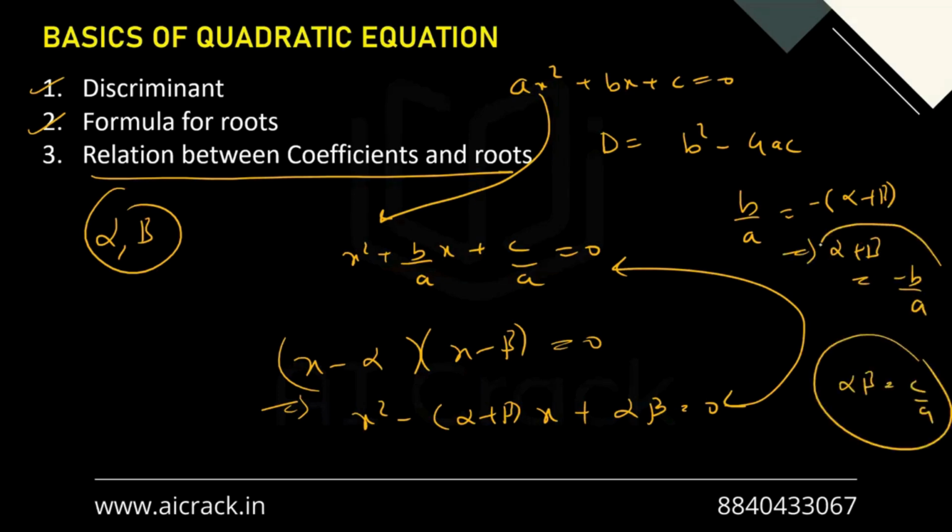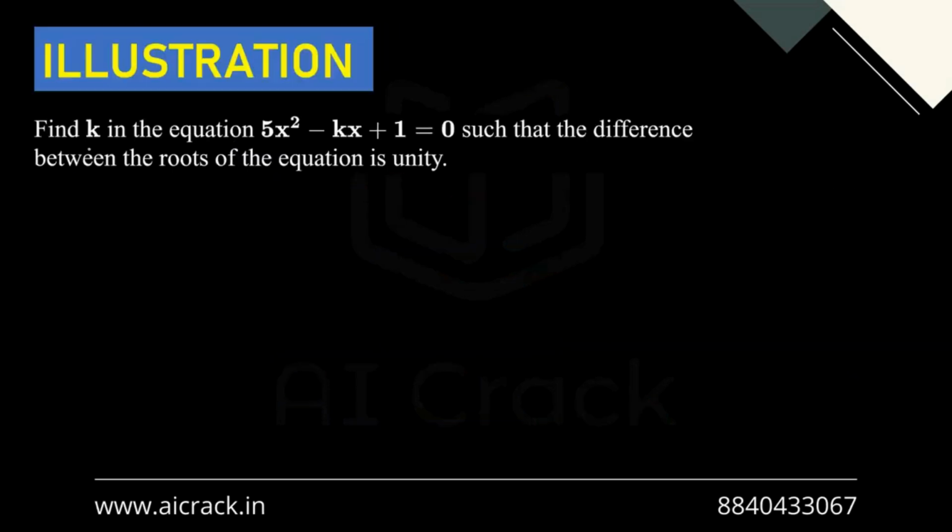So these are the two relations you should be knowing. Now let us solve this question. Find k in the equation 5x square minus kx plus 1 equals to 0 such that the difference between roots of the equation is unity. And the most important phrase over here is difference between roots is unity, right?